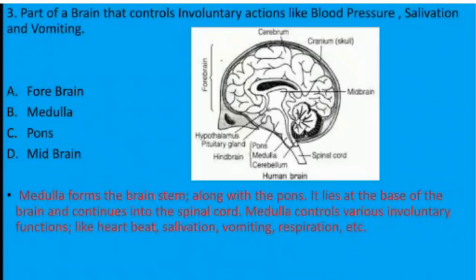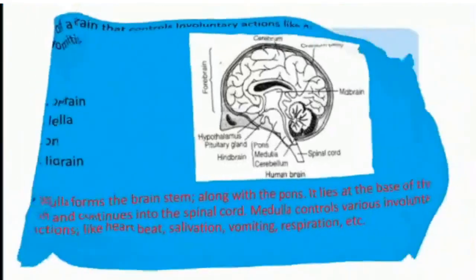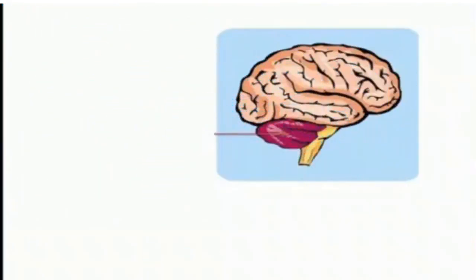So medulla forms the brainstem along with pons. So it lies at the base of the brain and continues into the spinal cord. So medulla controls various involuntary functions like heartbeat, salivation, vomiting, respiration, etc. So the next question.